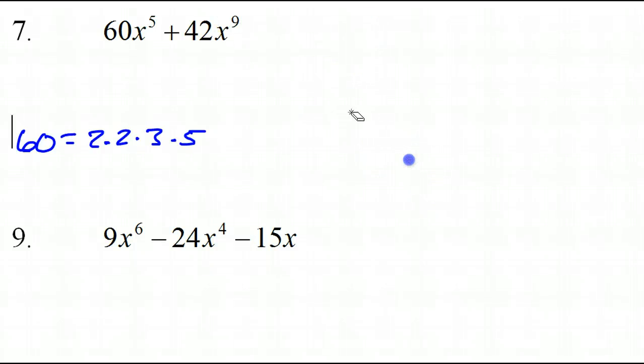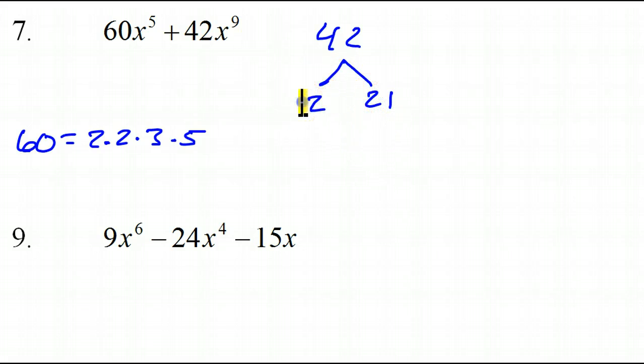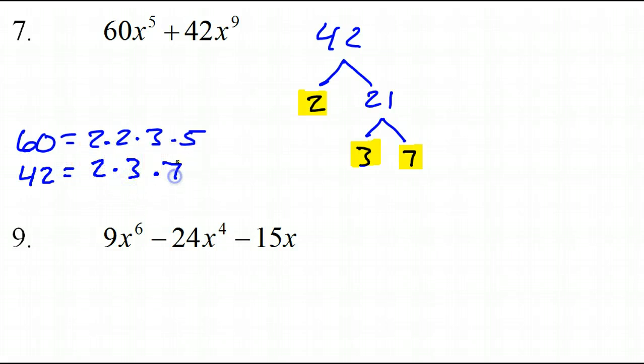Okay, now for 42, that's even, so that's going to be 2 times 21. So 2 is prime. And then 21 is odd, but that's 3 times 7. And both of these are prime. So the prime factorization for 42 is just 2 times 3 times 7. Okay, so 42 is equal to 2 times 3 times 7.